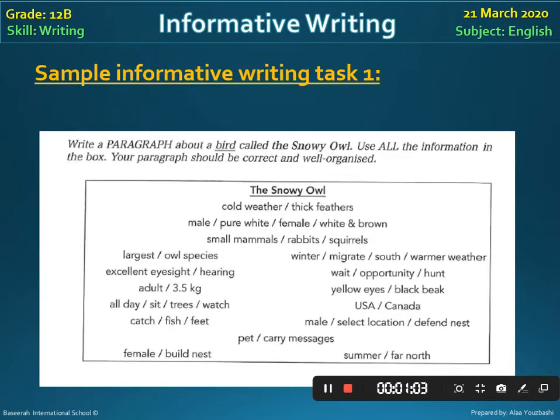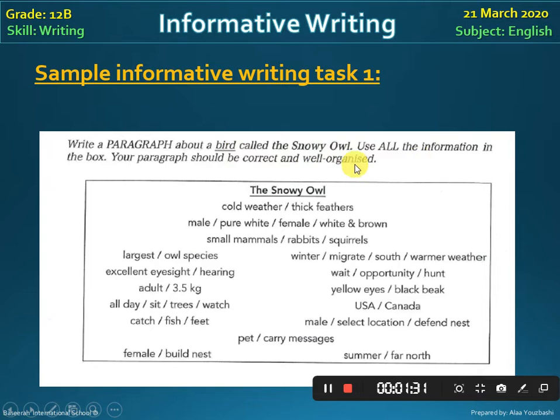Now, let's take a look at a sample informative writing, and this is the first type. Now, we will be focusing on two types of informative writing this time. This is the first one. This is taken from one of the previous final exams of grade 12. Now, you can see here that they are saying, write a paragraph about a bird called the snowy owl.